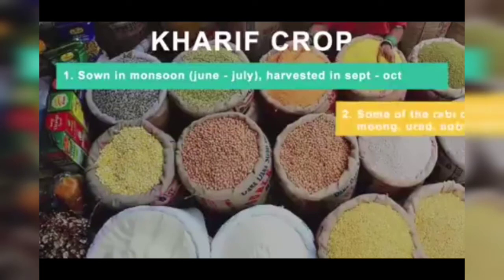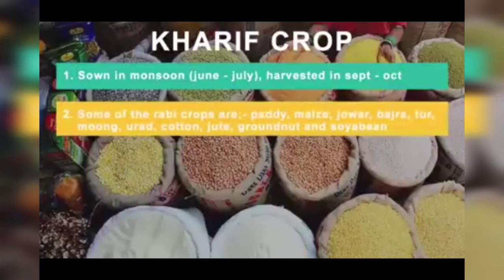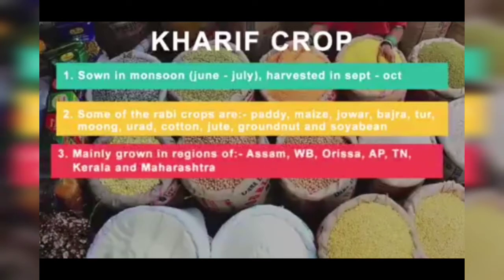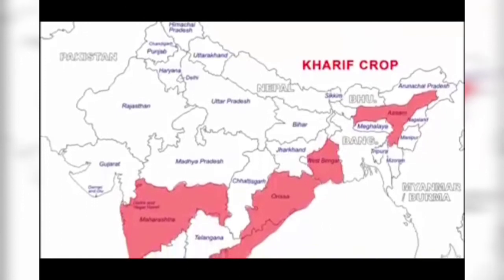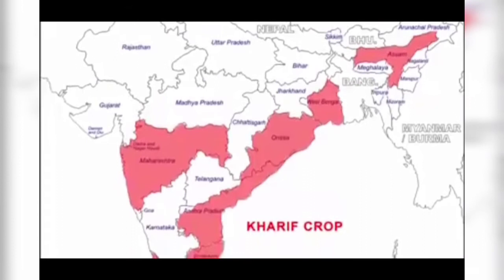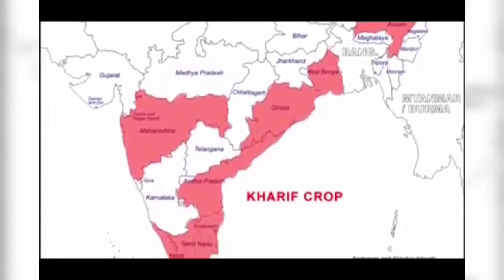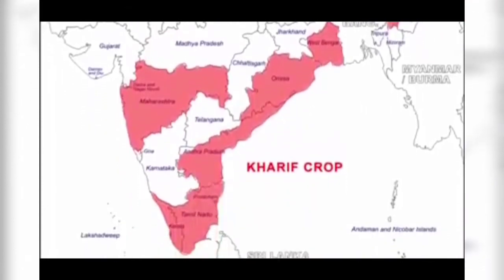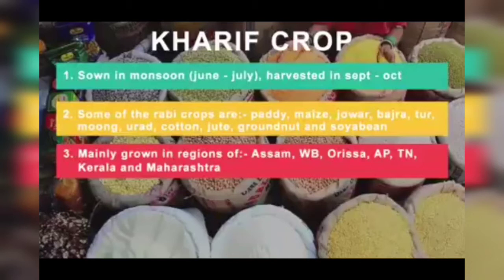Remember that. Now some of the Kharif crops are paddy, maize, jowar, bajra, tur, moong, urad, cotton, jute, groundnut and soya bean. All of these crops are grown in the region of Assam, West Bengal, coastal regions of Orissa, Andhra Pradesh, Tamil Nadu, Kerala and Maharashtra. So you see, all of these places receive rainfall from the southwestern wind. So this was all about the Kharif crop.